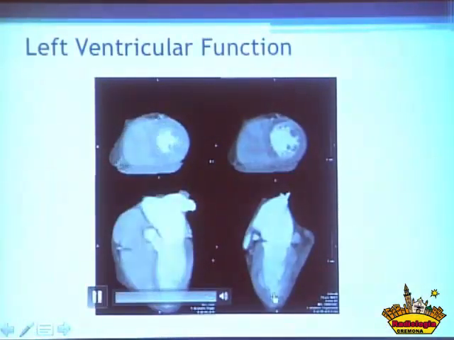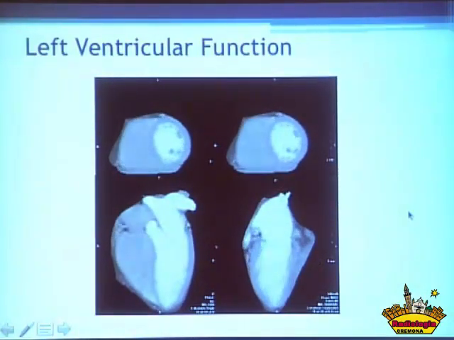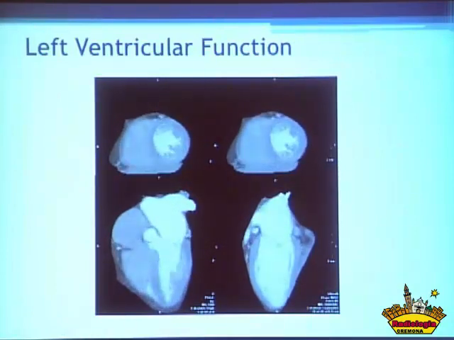And then we've also got functional images. So we can see at that same place where there was that perfusion defect, there's a little bit of wall thickening, and it's not thickening up quite as well as the other areas.